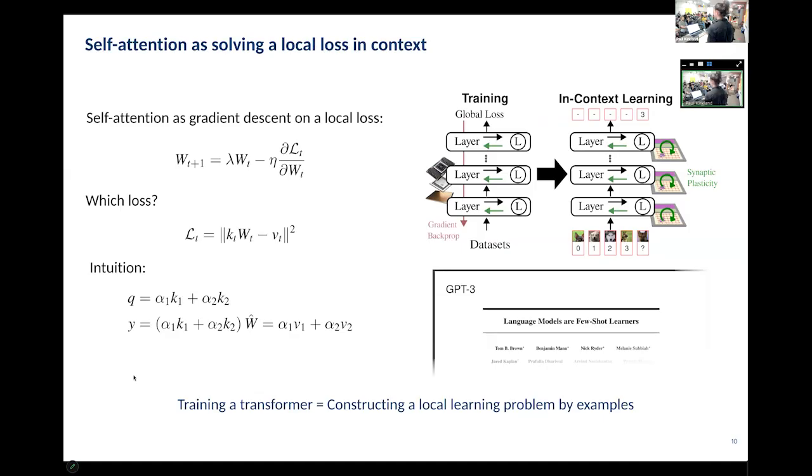So training a transformer is like constructing a local learning problem by examples. It's essentially a meta-learning approach where, if we plug in synaptic plasticity rules here, we can learn how to learn with synaptic plasticity, which relates to the comment I was talking to Brian about. If you want to plug in something like SCDP here, you can learn how to learn with SCDP, and it should work relatively well.